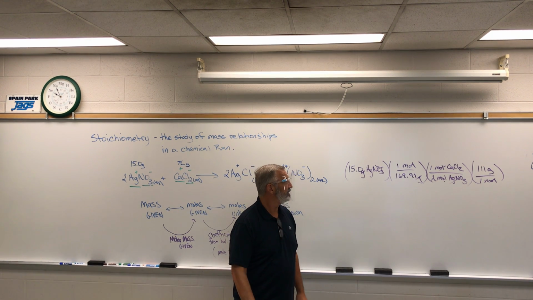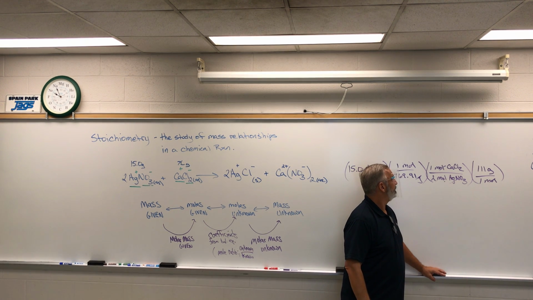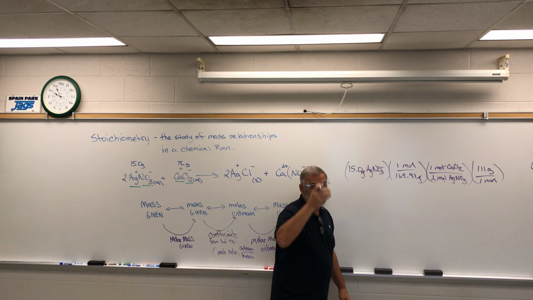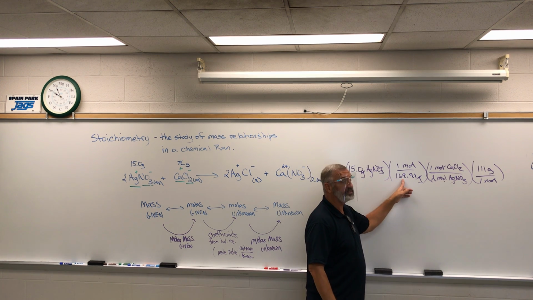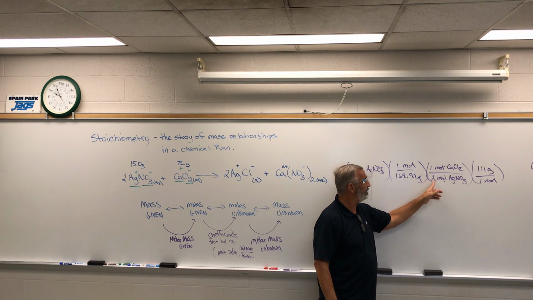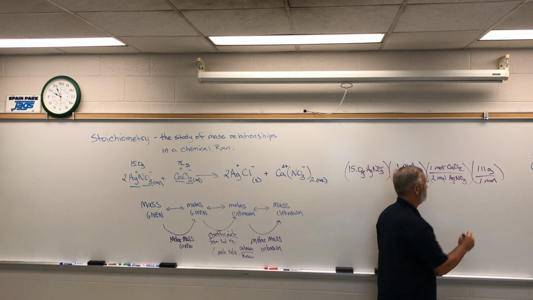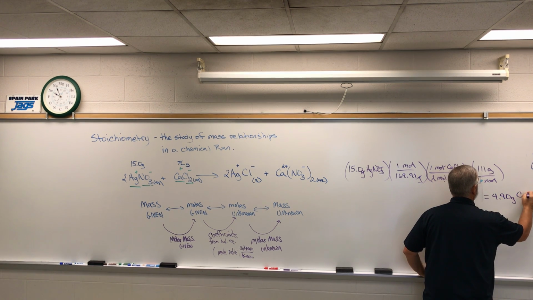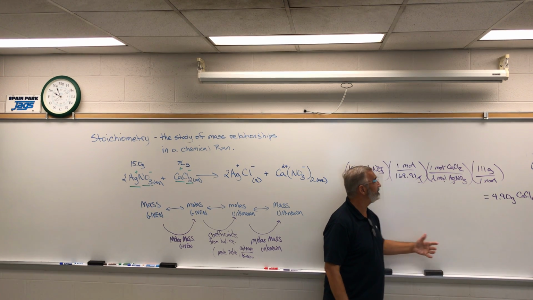Okay? So if it's on the top, you multiply, on the bottom you divide. You don't have to put this into your calculator a bunch of times. You just say 15 divided by 169.91 divided by 2 times 111 equals 4.90. Okay? So 4.90 grams of calcium chloride.